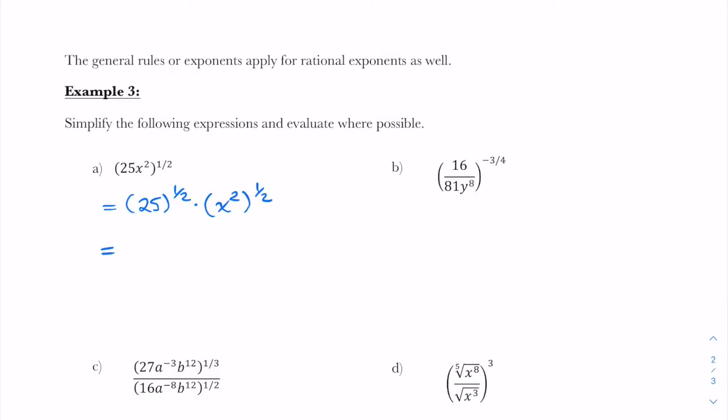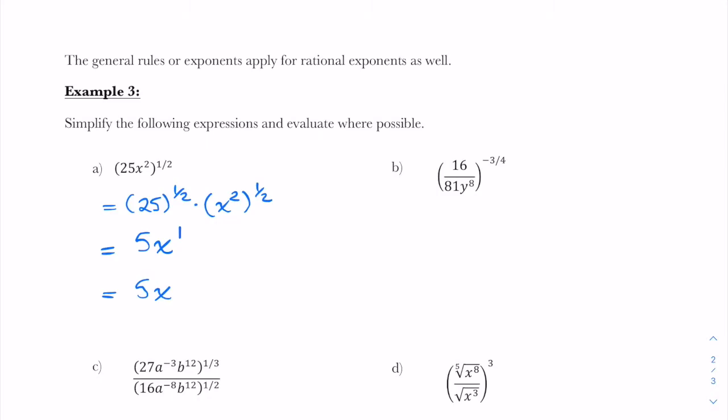25 to the exponent of a half is just the square root of 25, which is 5. And x squared to the exponent of a half, apply your power of a power rule here. To do that, you have to multiply the exponents, giving you x to the exponent of 1. We shouldn't write exponents of 1, so this will simplify just as 5x.